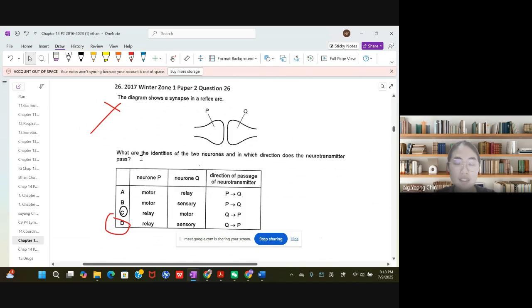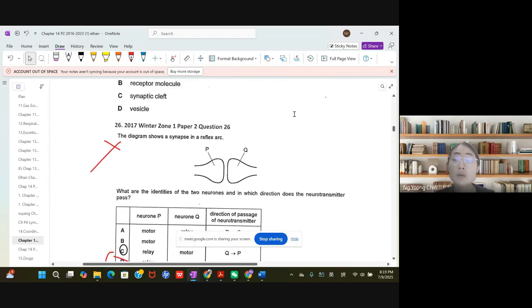Okay, identify the two neurons and which direction the neurotransmitter passes. For this one, the answer is not C. It will be the donkey. Why is it not C? Because when we talk about neurons, the orientation will always be from the sensory neuron to the relay neuron and then to the motor neuron, right?